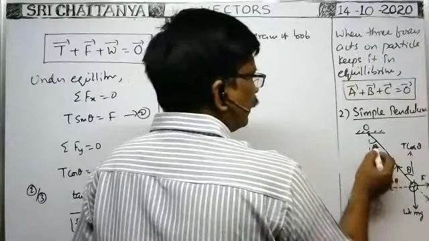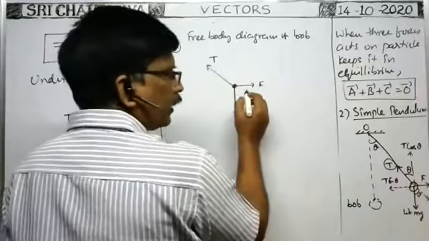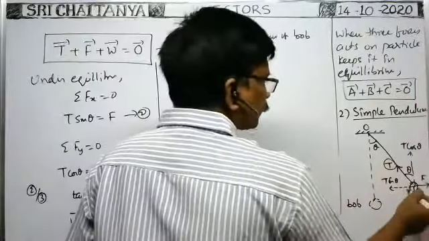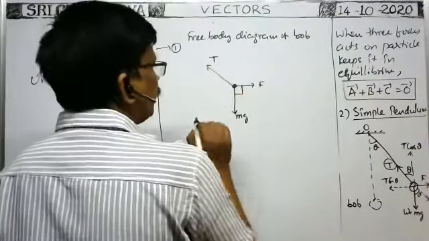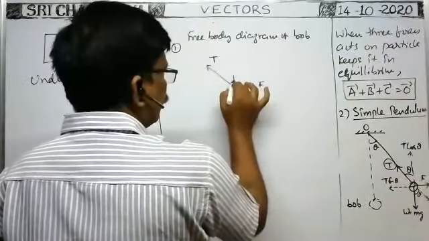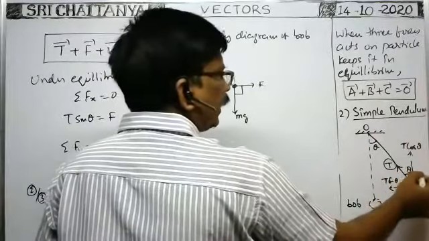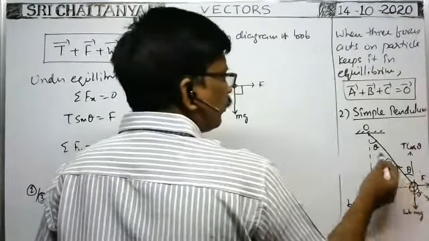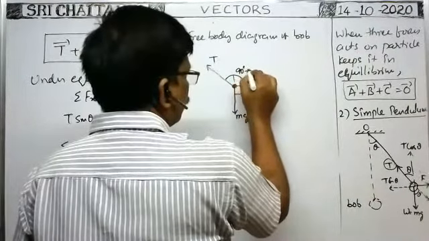Here the angle is theta, and if we extend this, this angle is also theta. No doubt this is 90. The angle between the vertical and the tension direction is theta, and this is 90 because this is horizontal and this is vertical. So 90 plus theta is the angle between T and F, no? So between T and F the angle is 90 plus theta.